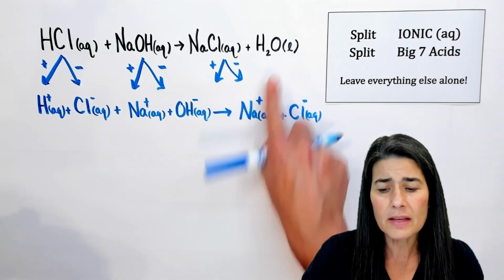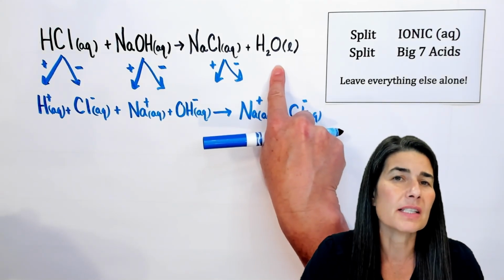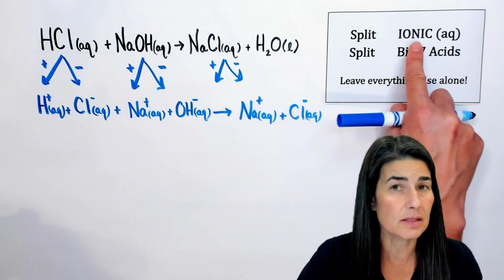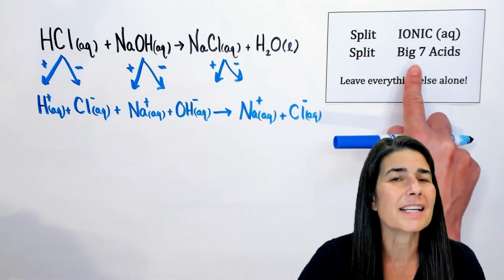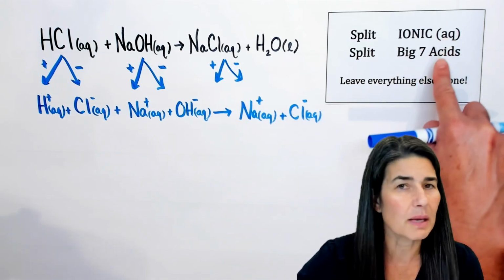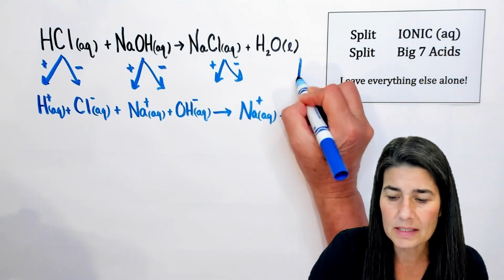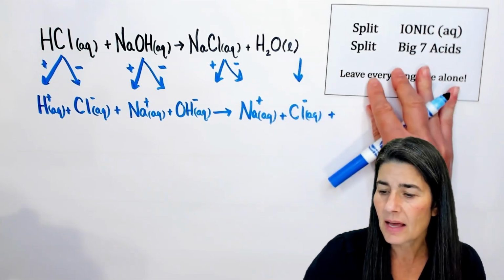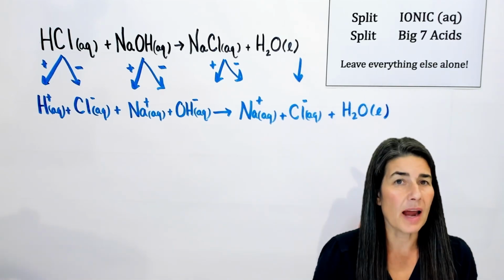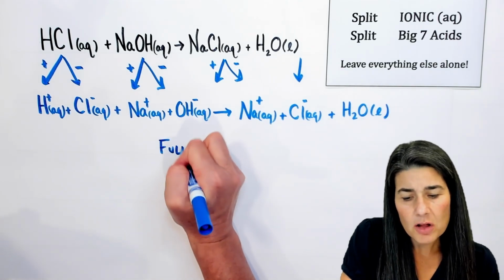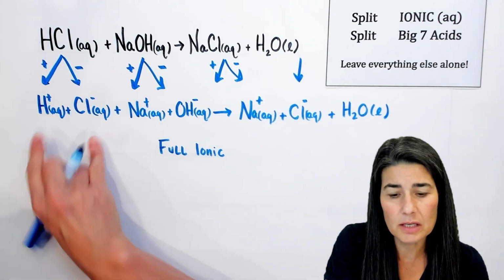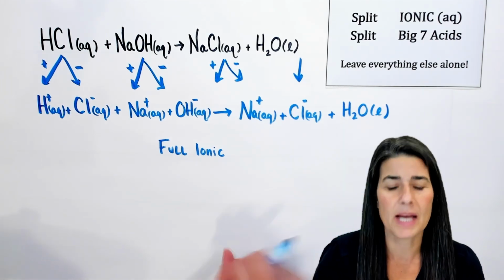Almost done. The last piece is water. Water contains only nonmetals. It's a covalent compound. This covalent compound is not ionic. We don't split it. And water is not one of your big 7 acids. It's not really an acid. And because it's not ionic, not big 7, we leave it alone. We simply rewrite it. So I'm going to go ahead and rewrite water alone right here. Now that, what I've just written, is considered the full ionic equation. It shows all of the chemicals in their dissociated form or undissociated form in the reaction.